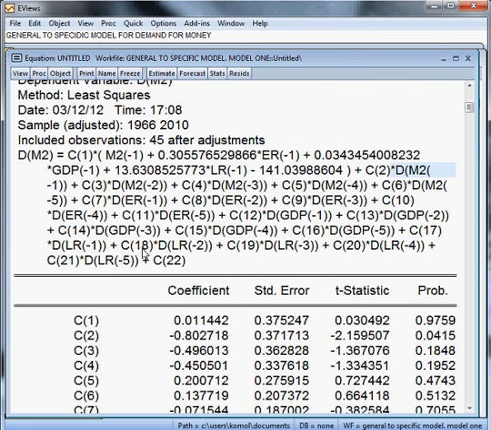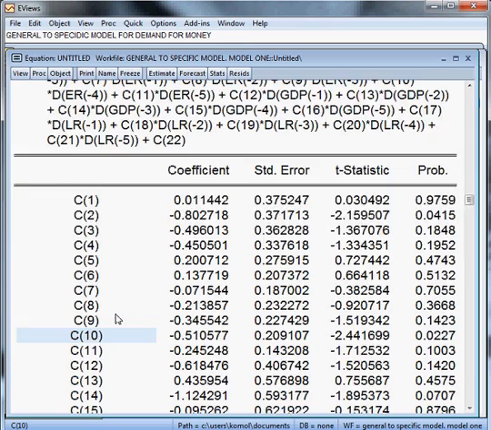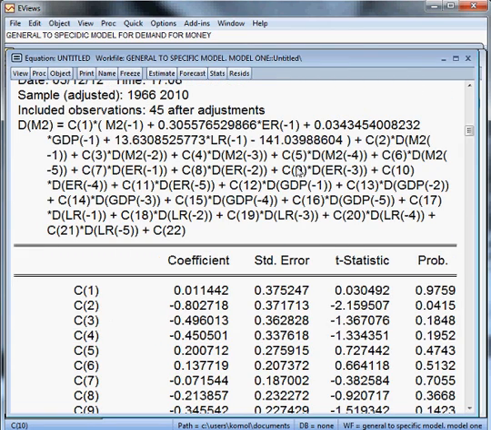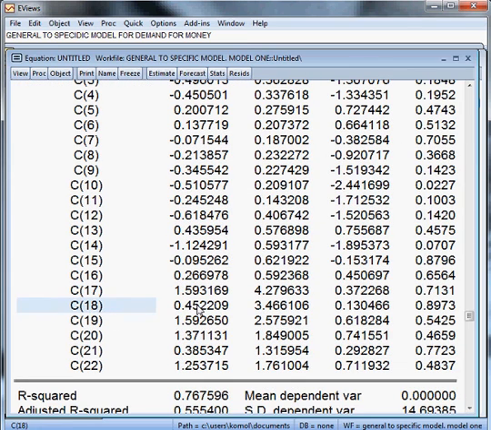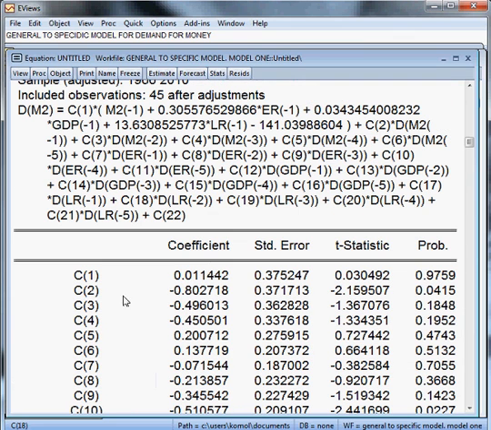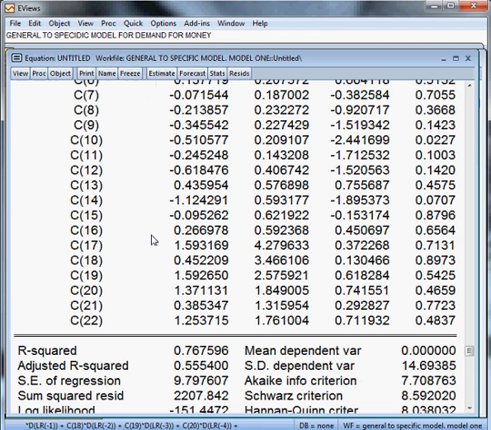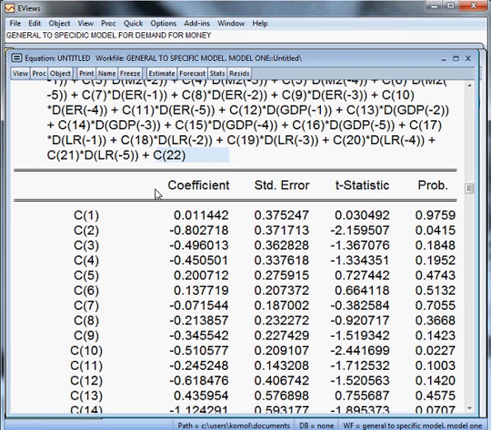C2 is actually this one. What about C10? The coefficient C10. C10 means here you come here. C10 is here. C10 is actually the coefficient of ER lag 4. What about C18? This one. C18 actually is the coefficient of the LR lag 2, that is C18. And finally C22. C22 is this one. What is C22? C22 is the constant of the whole model.